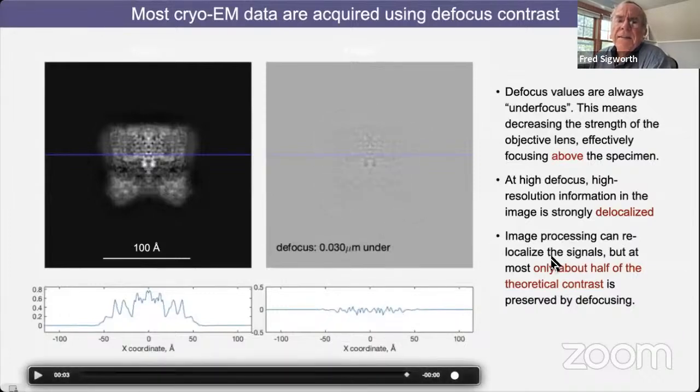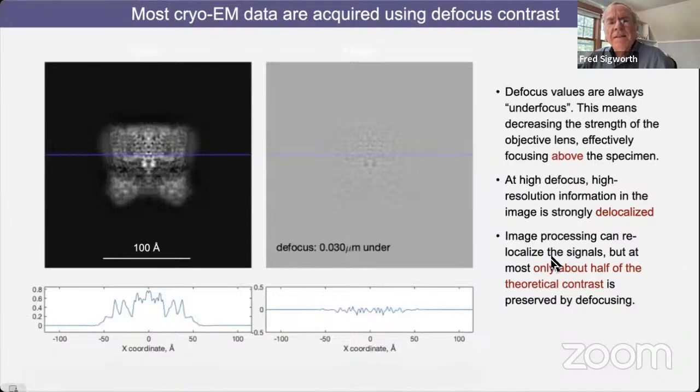Now, image processing can relocalize the signals no matter how much you delocalize them, but at most only about half of the theoretical contrast is preserved by defocusing. That is, in principle, if you have a fancy device called a phase plate that I'll describe in a little while, you get twice as much contrast as defocus contrast.